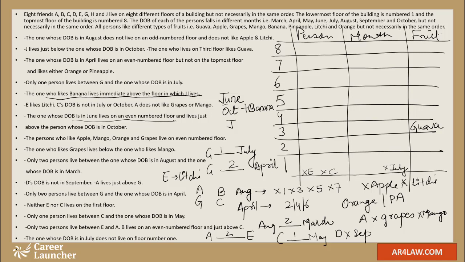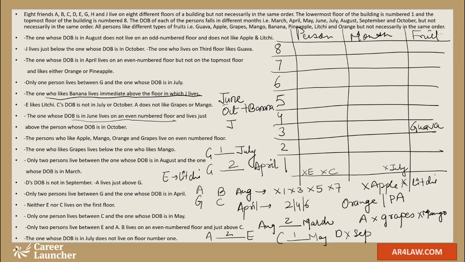2 cannot happen because below June I need October, and below October I need J. Floor number 2 cannot work. Floor number 4 also cannot work, because if I give June to floor number 4, on floor number 3 is the person who likes Guava, and right below June I have someone who likes banana. So June could be given to floor 8 or floor 6.